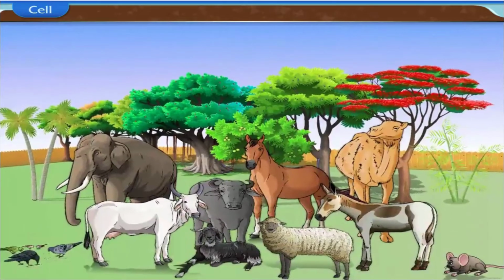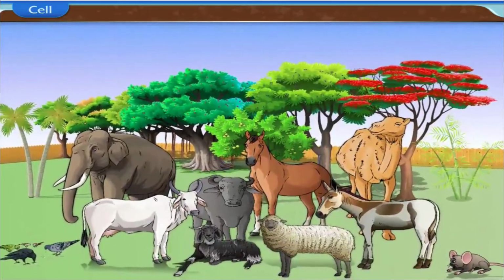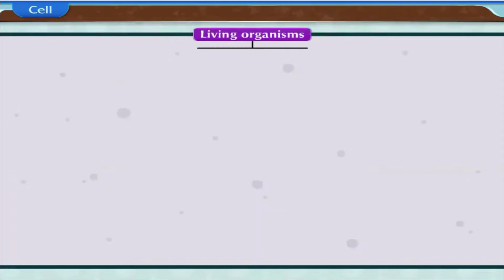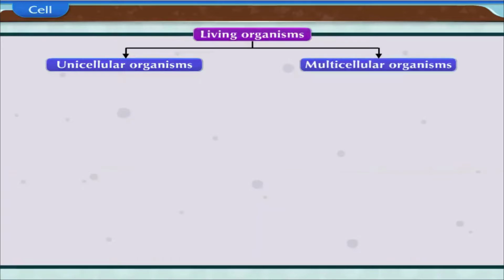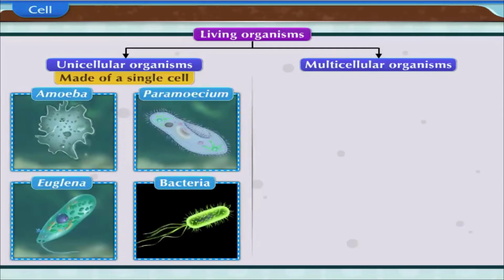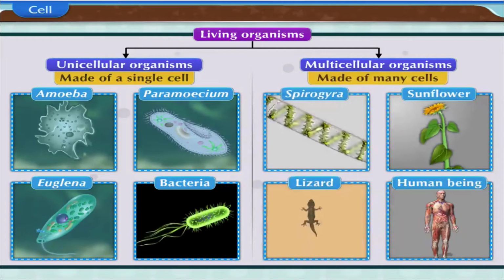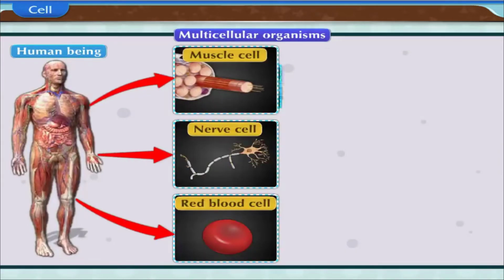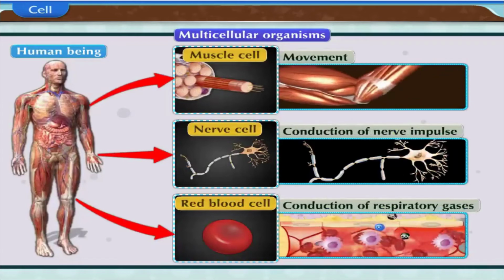We know that the number of cells is not the same in the bodies of different living organisms. Thus, based on the number of cells, living organisms are classified into two types: unicellular organisms and multicellular organisms. Some living organisms are made of a single cell. These are called unicellular organisms. On the other hand, some organisms are made of many cells. These organisms are called multicellular organisms. In these organisms, different types of cells carry out different body functions.